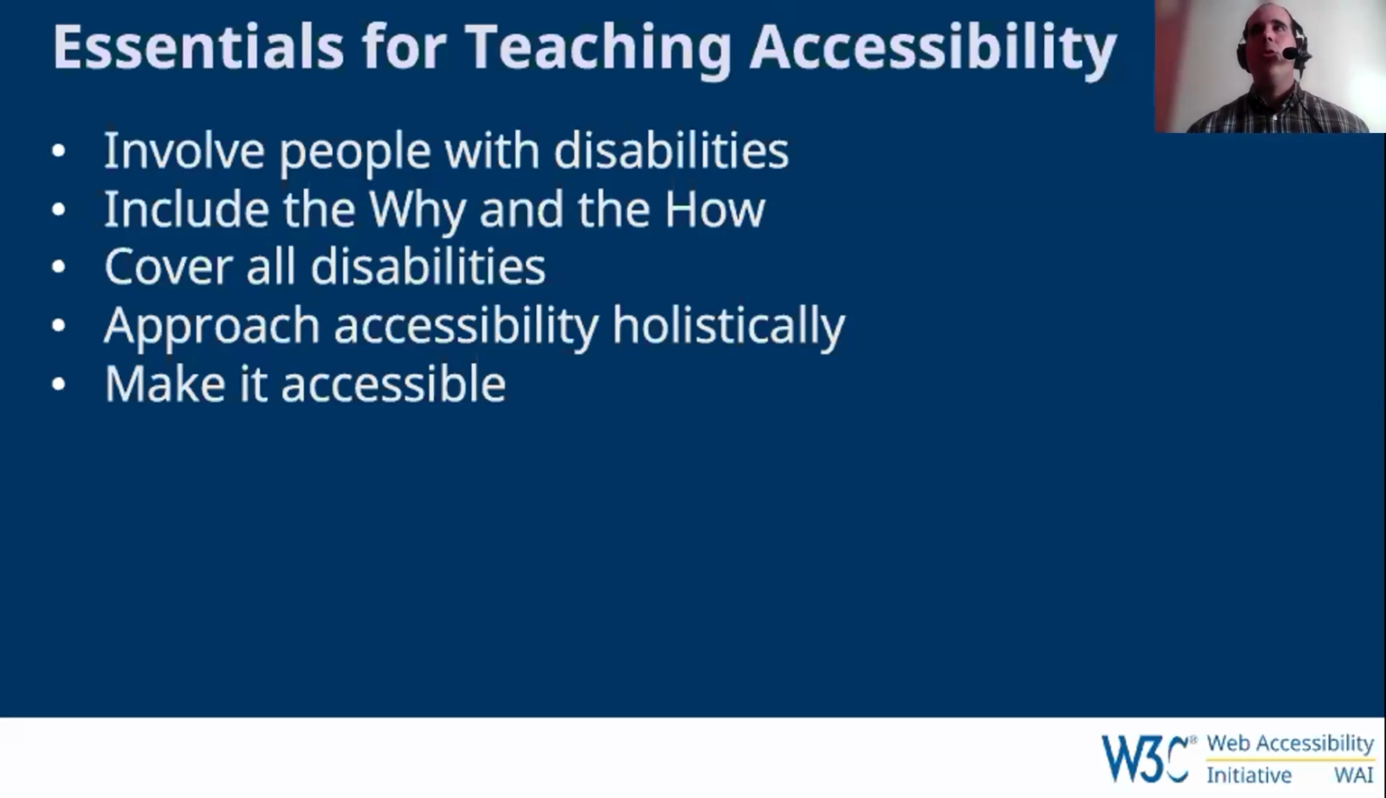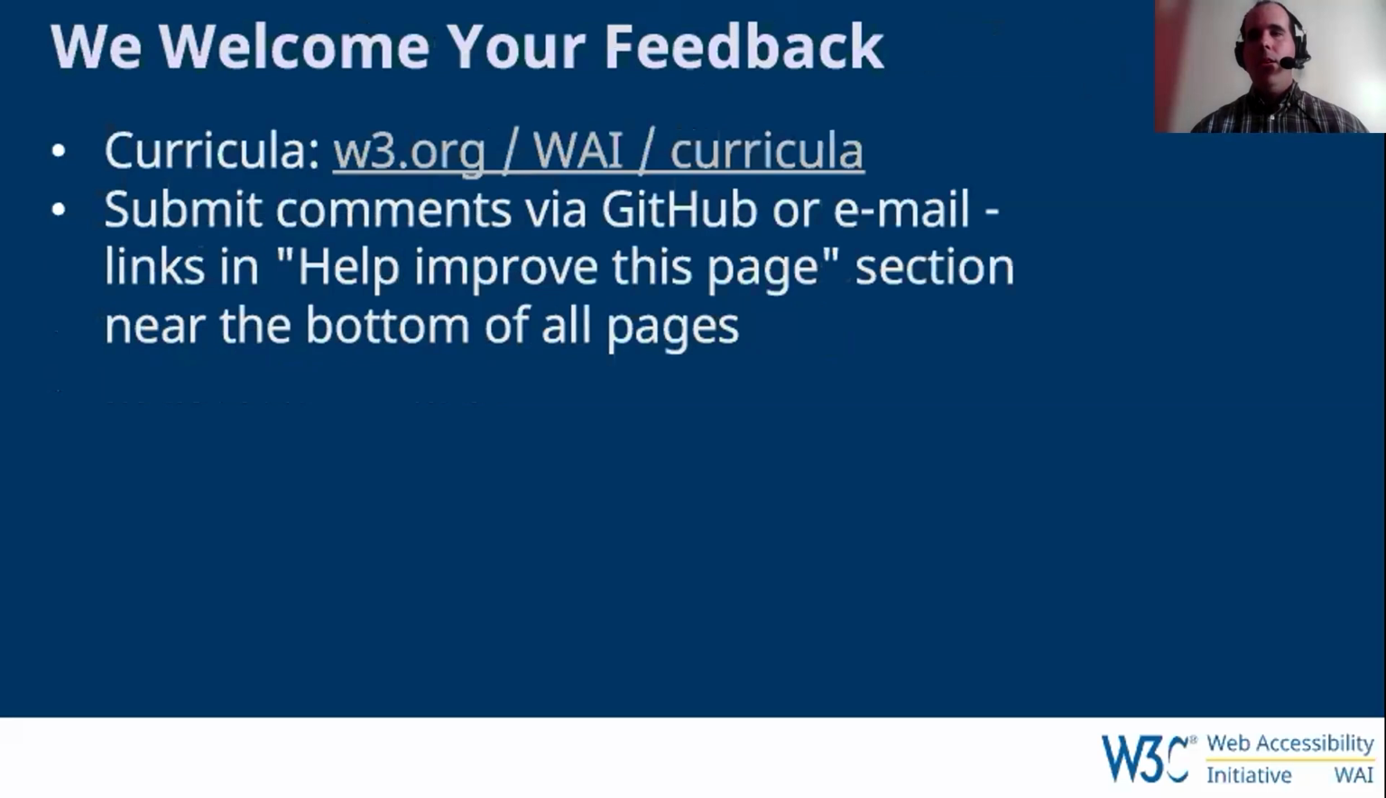Accessibility should also be approached holistically. It's part of a whole. It shouldn't go in isolation. There are other disciplines that intersect with accessibility, and we need to clearly explain where and how. And of course, last but not least, make it accessible. Chances are you're going to have people with disabilities who also want to learn about accessibility themselves. Next, please.